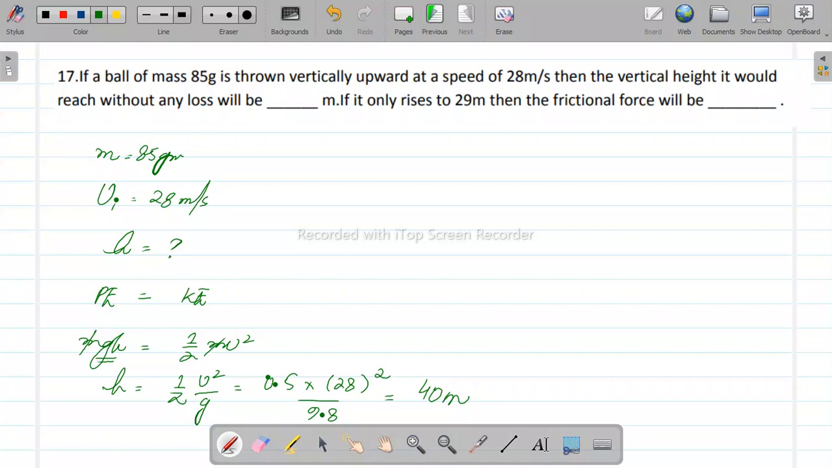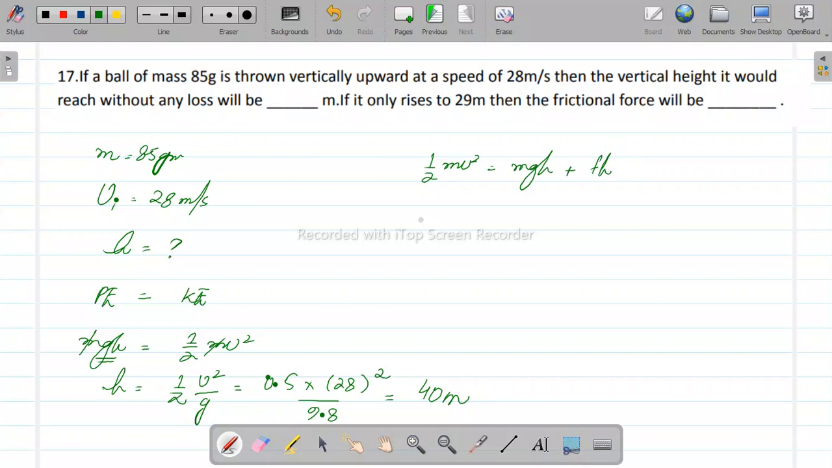Before that, its speed will become 0 and it will start the downward motion. We are to write the equation for conservation of energy in the presence of air resistance, right? What we just studied in lecture 1, let's just write this equation here. Kinetic energy is converting into potential energy plus work done against friction, which is force into height, of course.